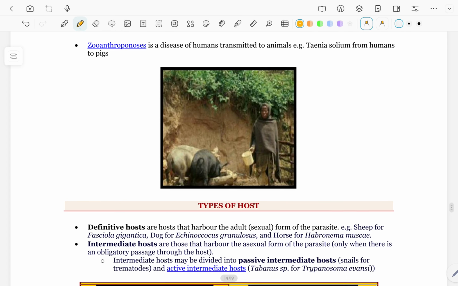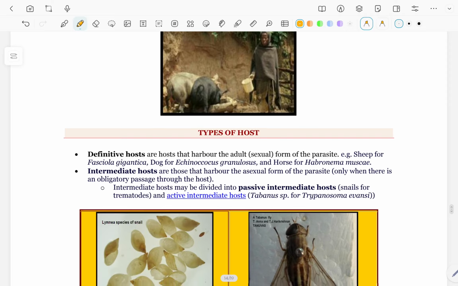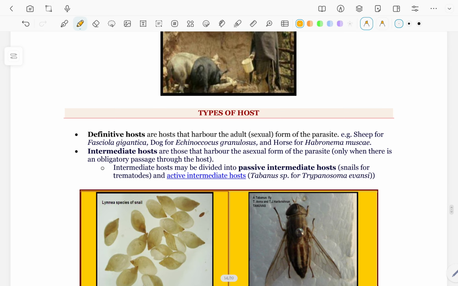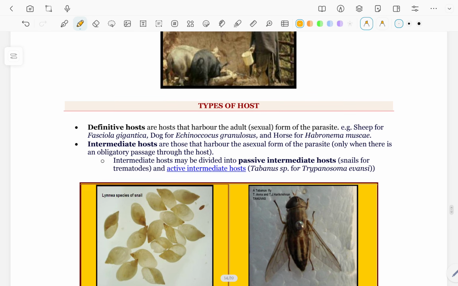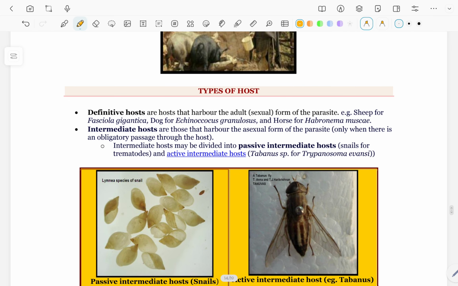Types of host. Definitive hosts are hosts that harbor the adult sexual form of the parasite. Example: sheep for Fasciola gigantica, dog for Echinococcus granulosus, and horse for Habronema muscae.